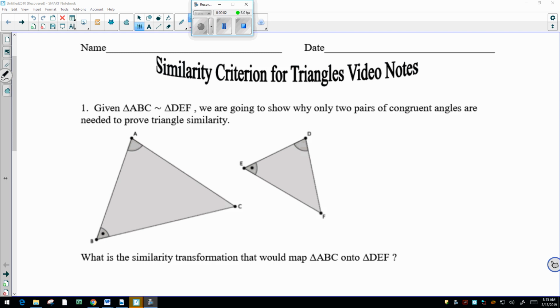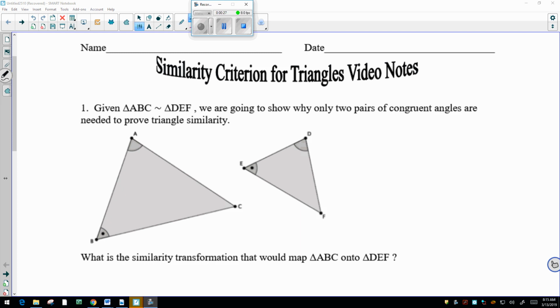Today we're going to take a look at different similarity criterion for triangles, and we're going to get into the idea of how could I prove triangles similar. So this first problem here, it says we're given the fact that the triangles actually are similar. Given triangle ABC is similar to triangle DEF, we're going to show why only two pairs of congruent angles are needed to prove them similar.